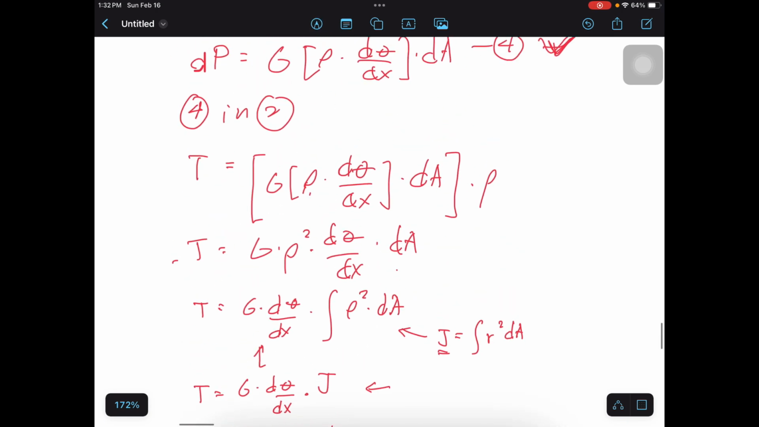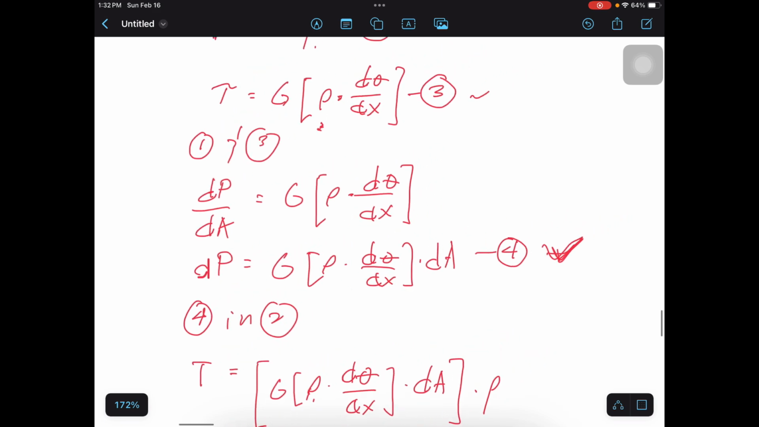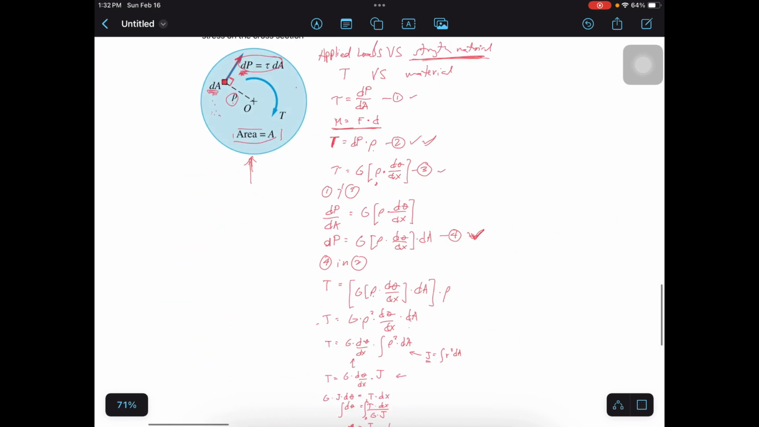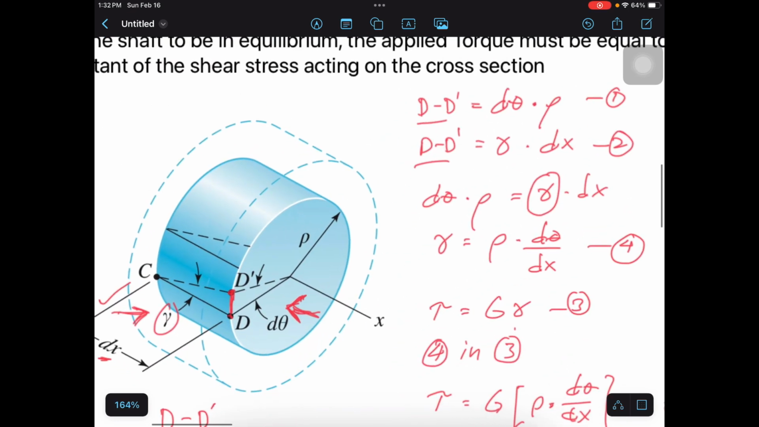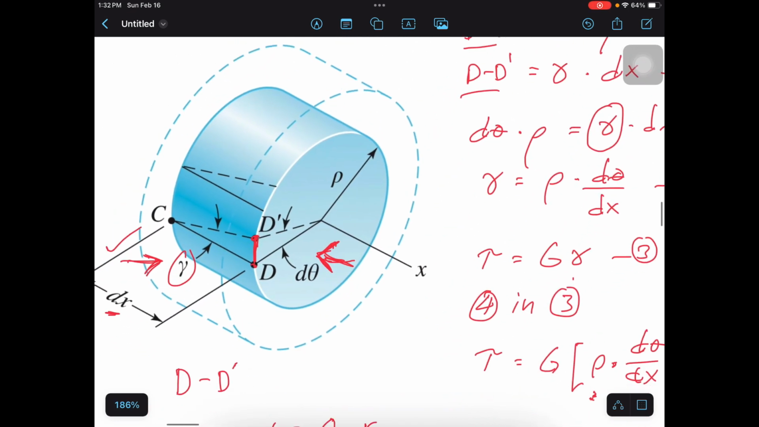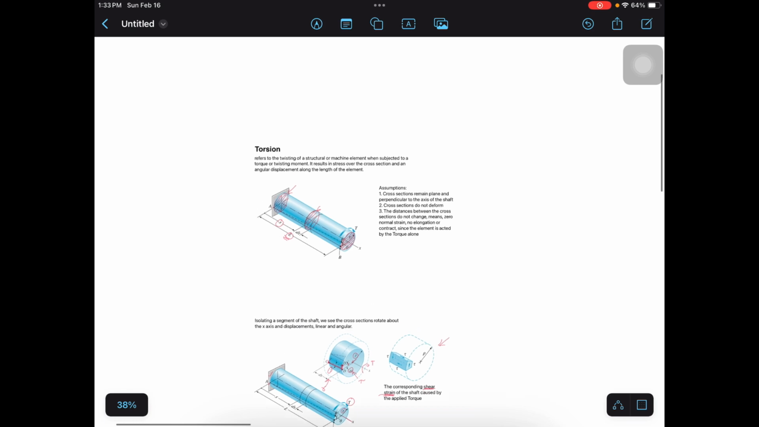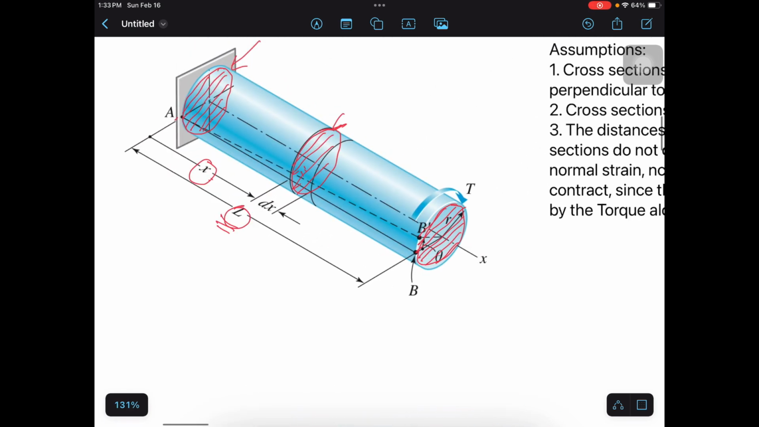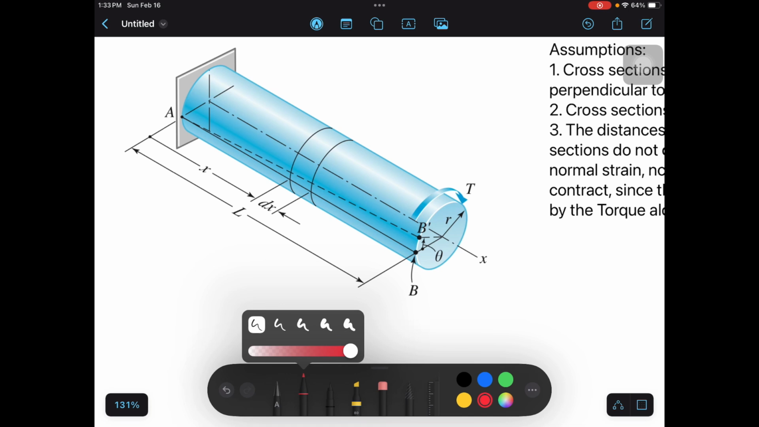So, kung babalikan natin yung figure, ano nga ba yung d theta natin? Yung twist nung cross-section natin, di ba? Nasaan na yan? Ito. This is our d theta. So, that is an important parameter dahil it tells you gaano kalaki yung twisting ng material mo dahil sa applied torque.